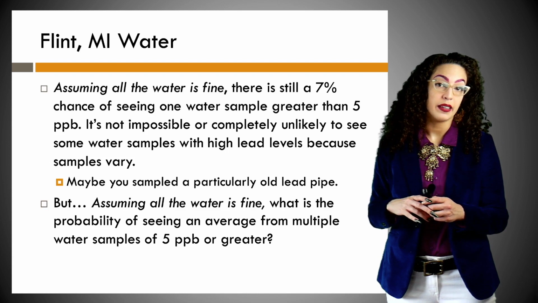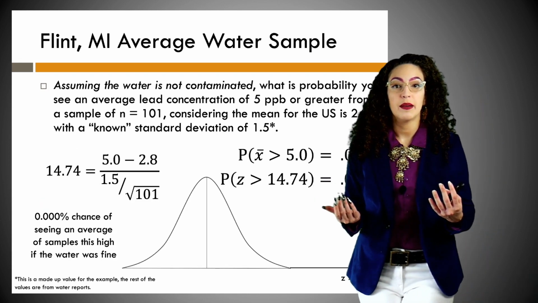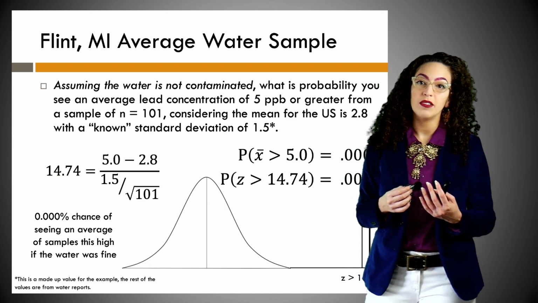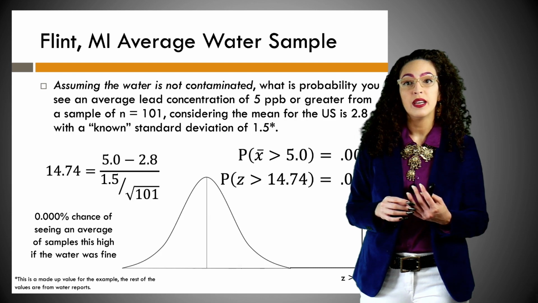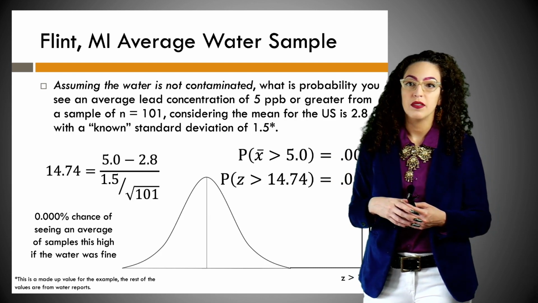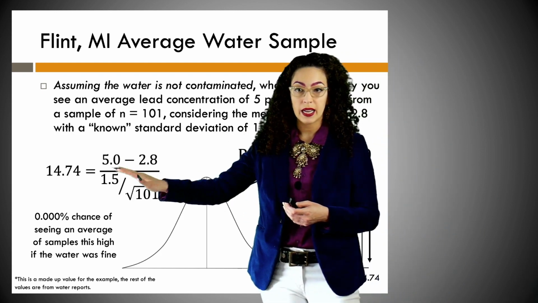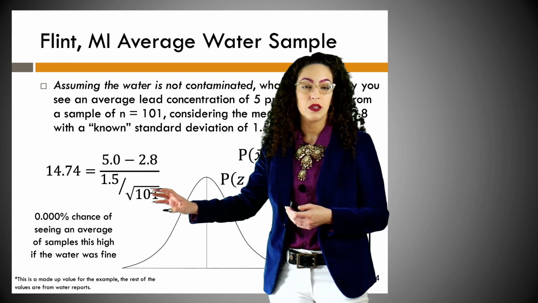Now let's go and calculate our Z-test. So assuming the water is not contaminated, what is the probability you see an average lead concentration of 5 parts per billion or greater from a sample of 101, considering the mean for the US is 2.8 with a known standard deviation of 1.5? So we're going to set it up exactly the same. Again, the only difference now is that we are also dividing by the square root of 101.